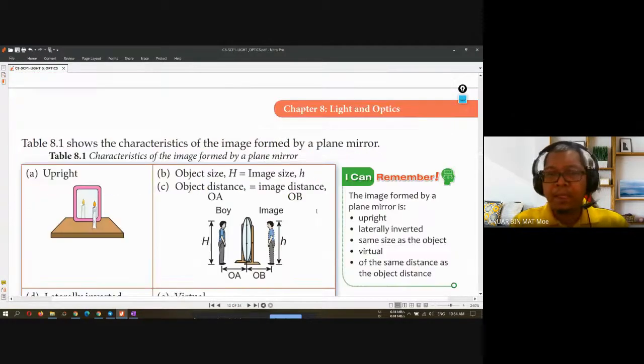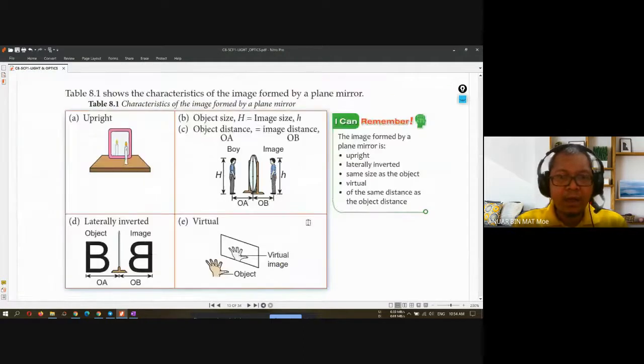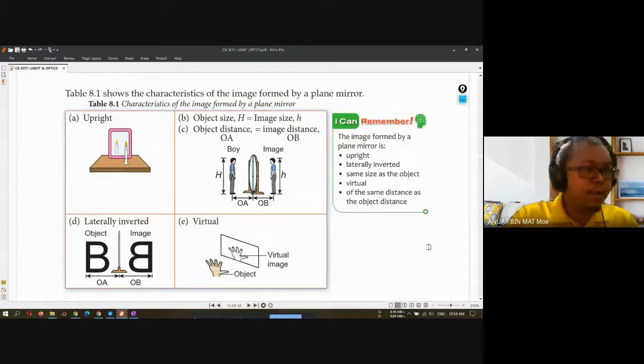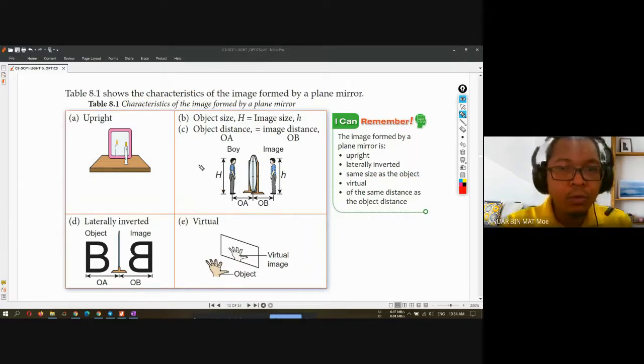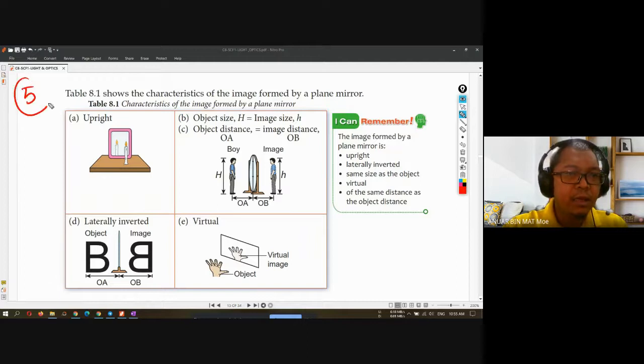Okay. Number one, characteristic of image formed by plane mirror. How many characteristics over here? How many characteristics? There are 1, 2, 3, 4, 5. Yeah? There are 5 characteristics of image formed by a plane mirror. Remember, we are still using plane mirror. Okay, the first one, the image is upright.